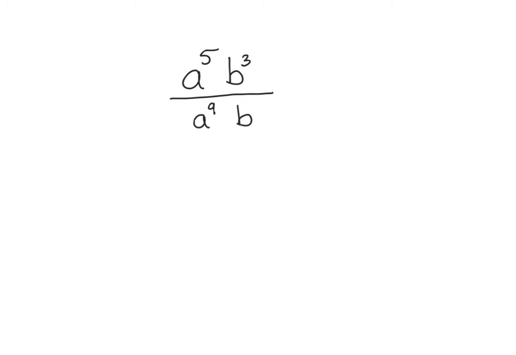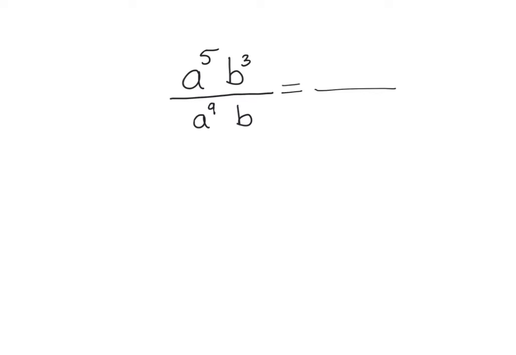What if we're dividing instead of multiplying? So here we have a to the fifth times b to the third divided by a to the ninth times b. First, set up your fraction bar. It will help you keep your elements organized.